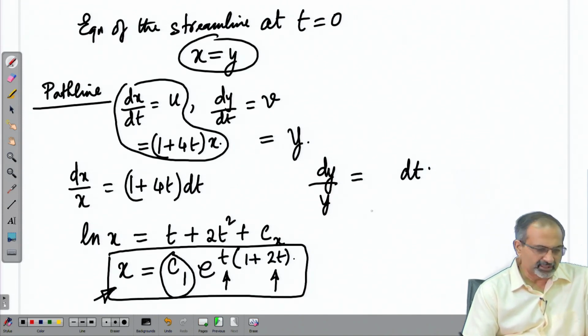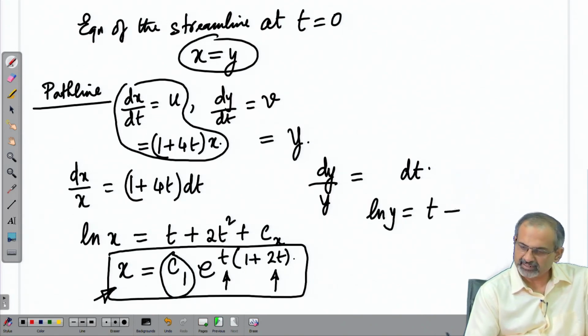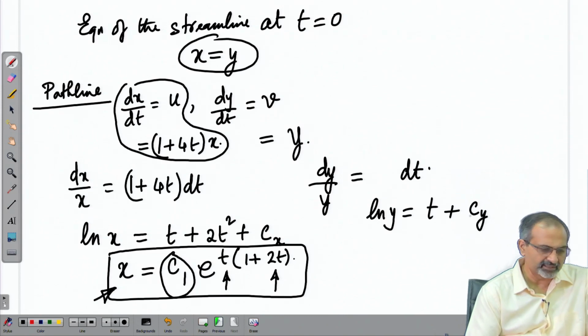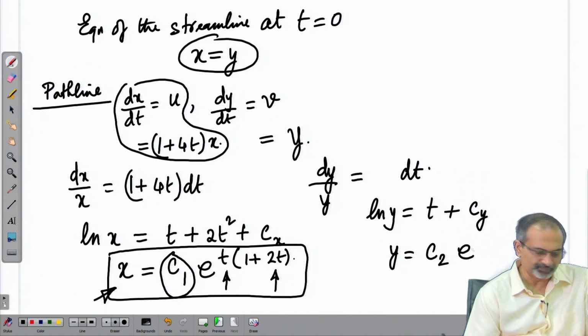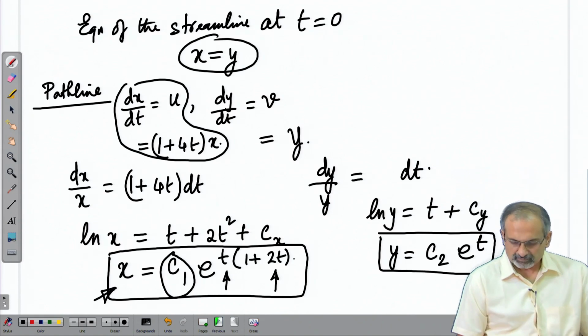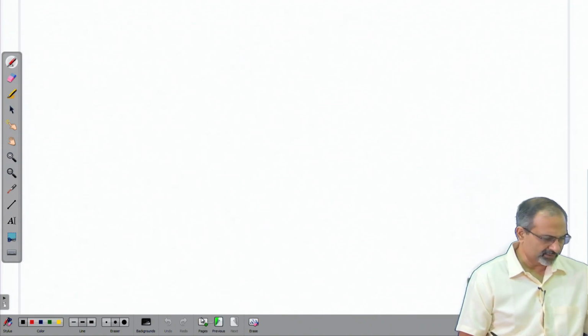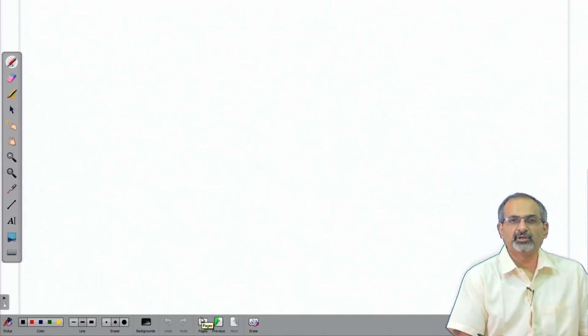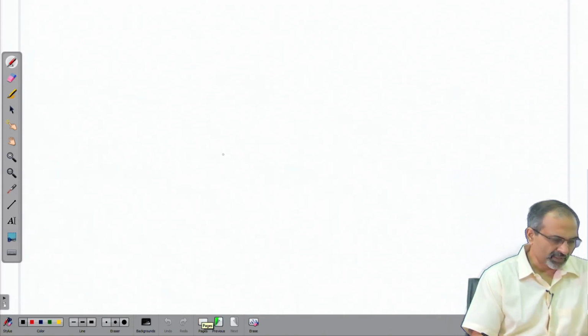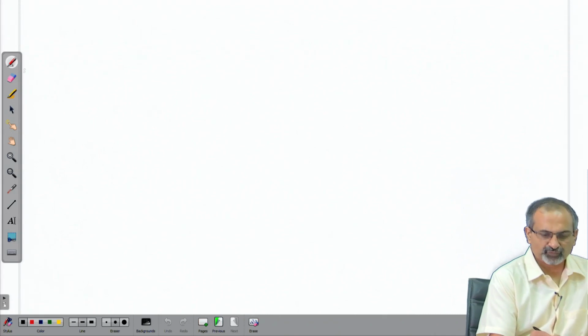From the other equation, when you integrate, you get natural log y is t plus some integration constant, say C, and then you finally define y as C 2 e to the power of t. From these two equations, as we can see, there are two arbitrary constants C 1 and C 2, and we have to obtain them. Let us use the initial condition for that.